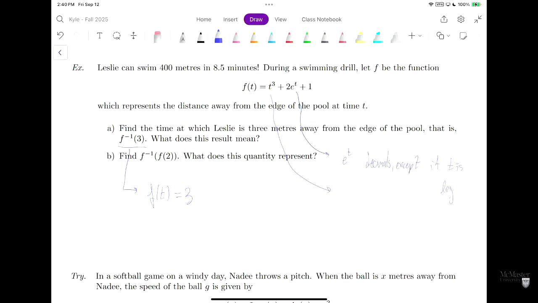So if we plug in f at 0, that's going to give us 0 cubed plus 2e to the 0 plus 1. E to the 0, that's just 1, so we have 2 plus 1 is 3. Aha! We solved it. We found the answer. We found a number, t, which when plugged in gives us f of t is equal to 3.